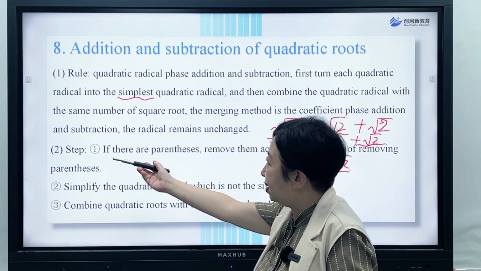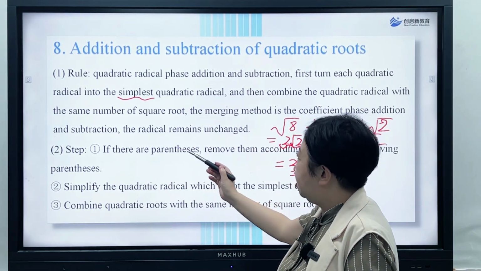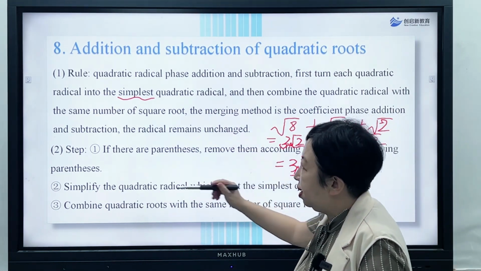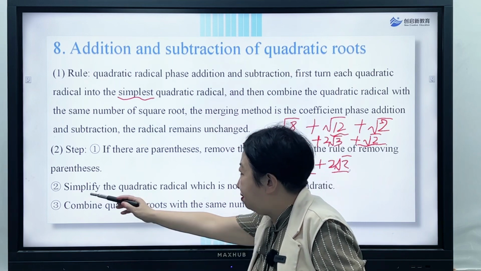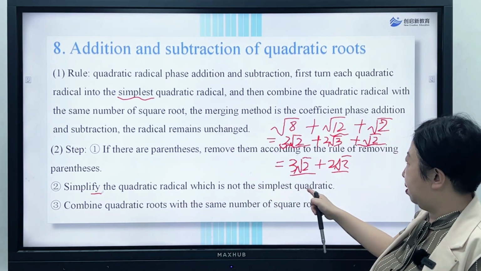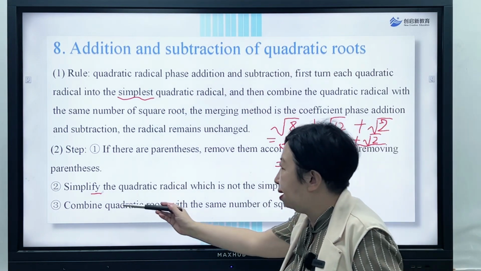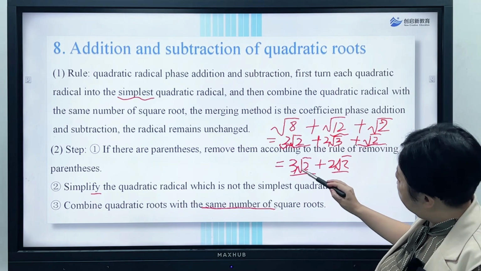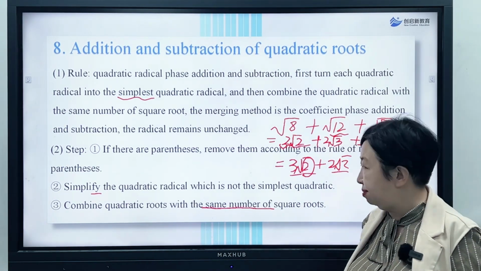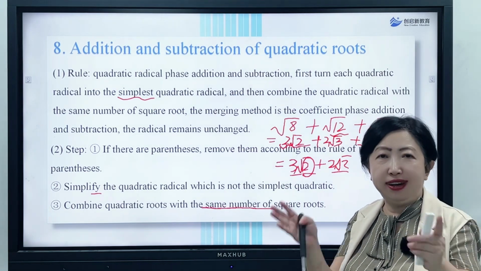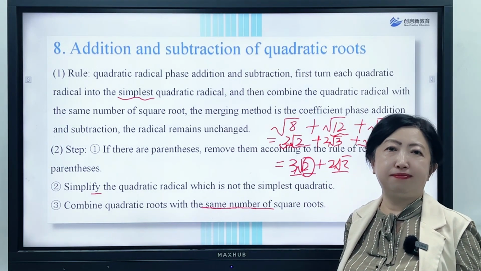Let's pay attention to the steps. If there are braces, remove them according to the rule of removing braces. Simplify the quadratic radicals that are not in the simplest form. Then combine the quadratic radicals with the same number under the root. Here the numbers in the root are the same. We call them homogeneous quadratic radicals, and we can add them.